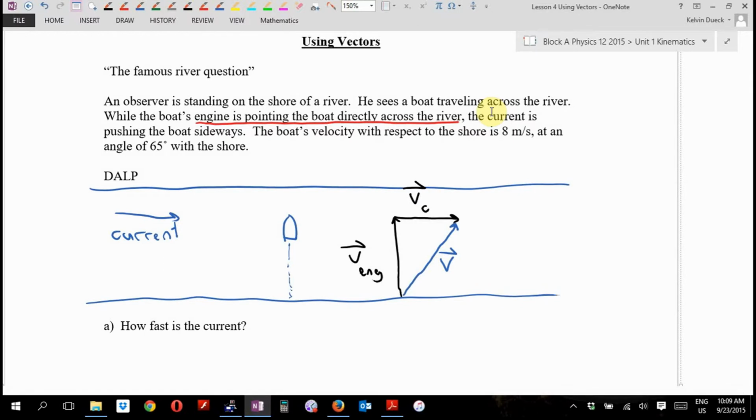What else did they tell me? Oh, they told me the boat's velocity with respect to the shore. How big? At an angle of? With the? Okay. So I think this is the 8, not the engine, because they told me with respect to the shore. That's the 8. Now, the 65 degrees would go there. Problem. That's not in my triangle. But that is with respect to the shore. That's why I put it there.